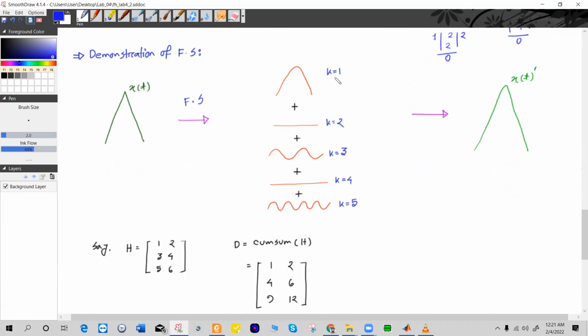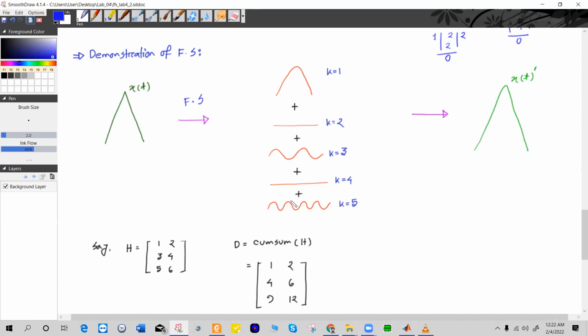That means at frequency k equal to 1, so at 1 hertz, we'll see what the amplitude is, what the phase is. Again at 2 hertz, what is the amplitude, what is the phase. At 3 hertz, what is the amplitude, what is the phase. So we are finding out different frequency components, that is, amplitude and phase. From our time domain signal, we perform the Fourier series and find out different frequency components.